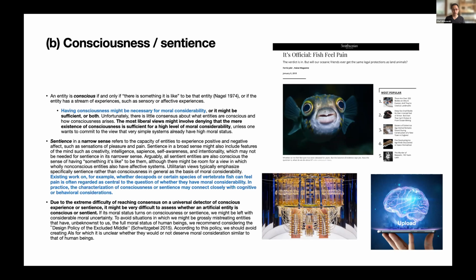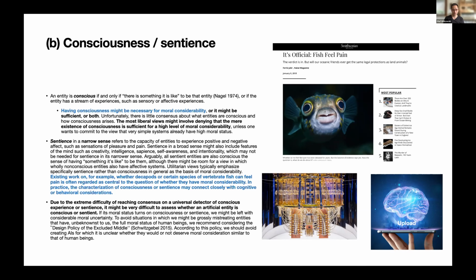Sentience is different, in a more narrow sense. There is existing work, maybe I'll insist on that, about fish pain. Often, you can't ask a fish whether it feels pain or not, right? So you have to test its behavioral response. That has been the major approach. And of course, that comes with its own issues.